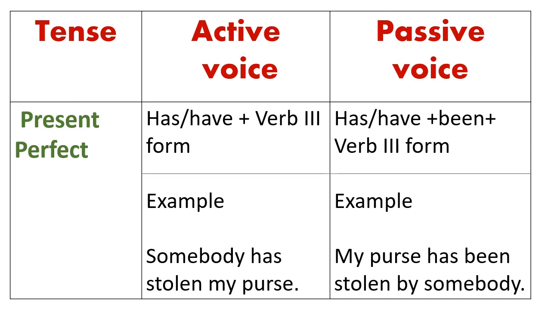Now this is for present perfect tense. The rule for present perfect is has/have plus verb third form. In passive voice the rule will remain the same. We will just add been. Okay. For example, somebody has stolen my purse.